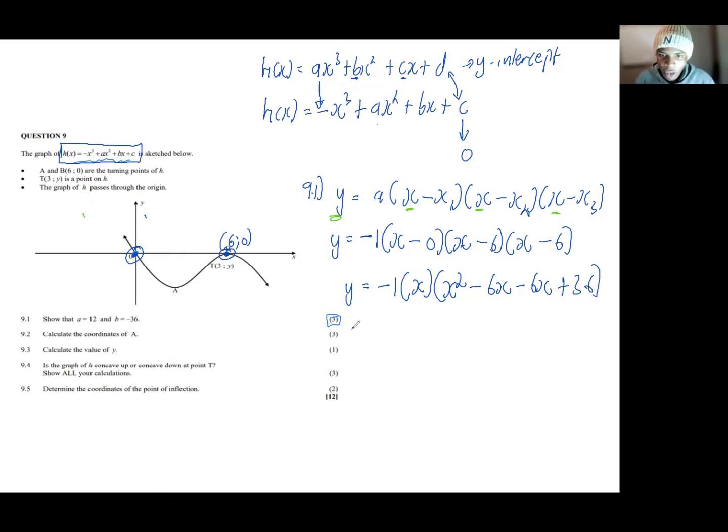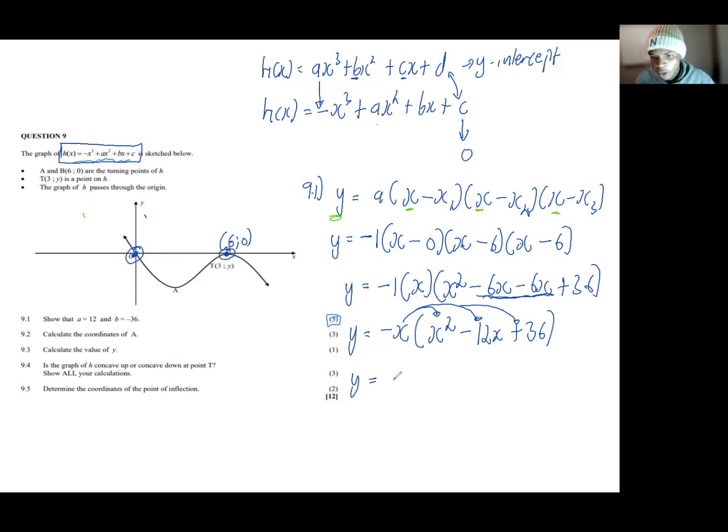Okay, let's continue. We're now going to have y equals negative 1 multiplied by x. We can say this will give us negative x. And then inside the bracket, let's sort out the like terms here. So we're going to have x squared minus 12x and then plus 36. Okay, so what do we do now? Let's multiply inside with that negative x.